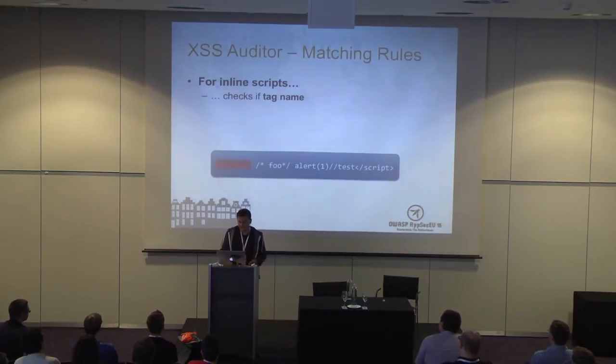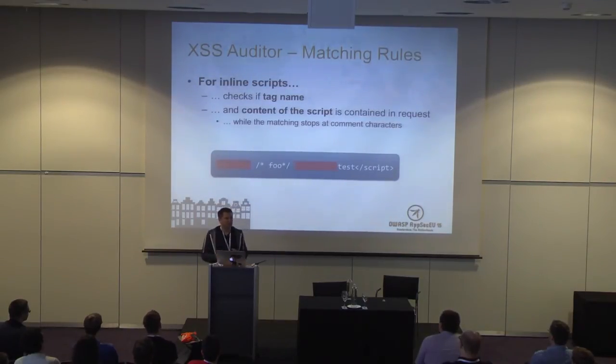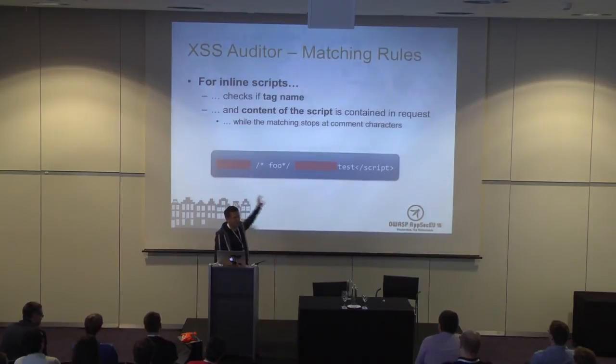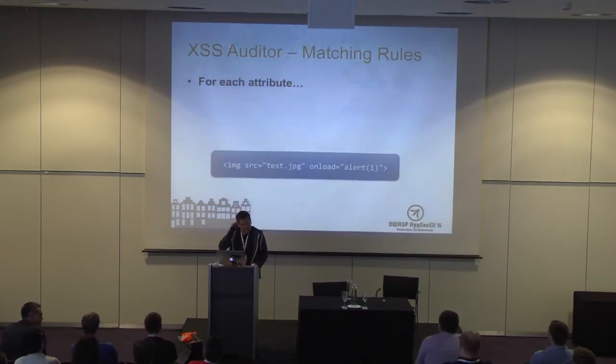If it finds this, it will also check for the content of the script. So it does a normalization: it removes leading comments and white spaces, then it takes up to 100 characters up to the first comment character it sees. And then it will check for this string. And if it finds both of these strings, it will block the attack.